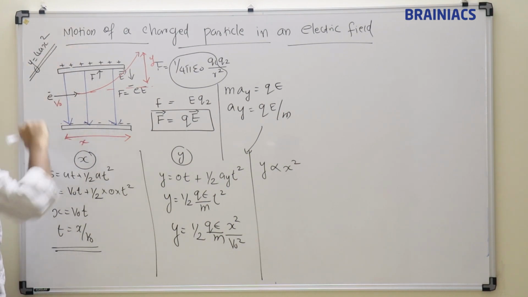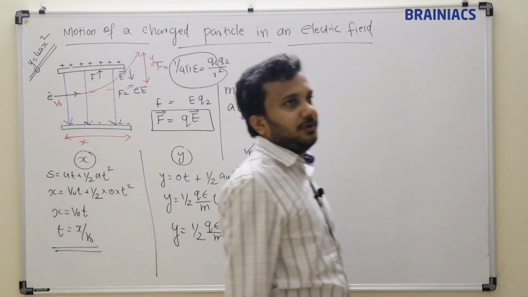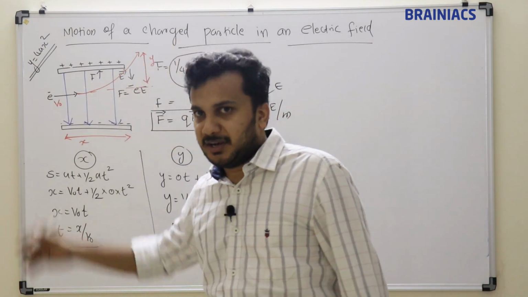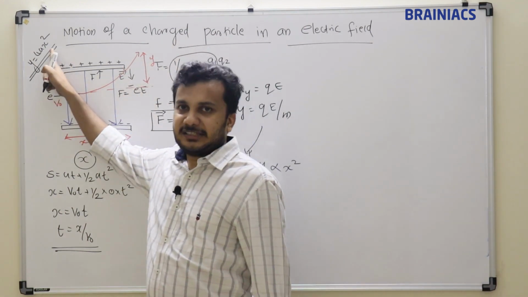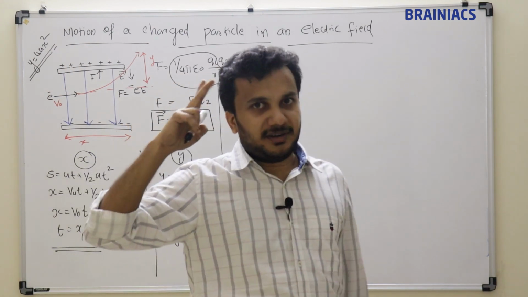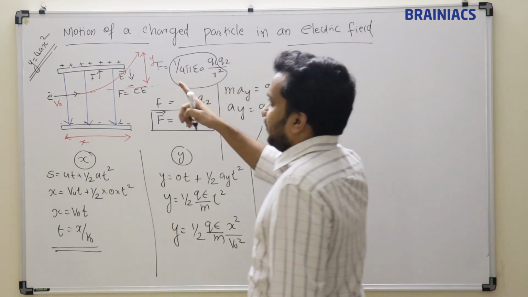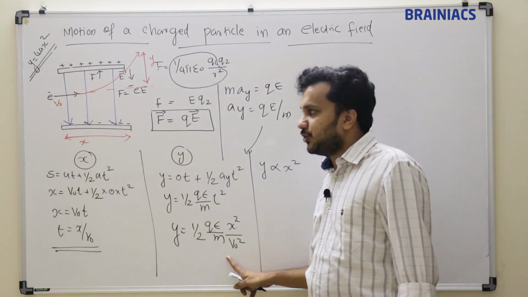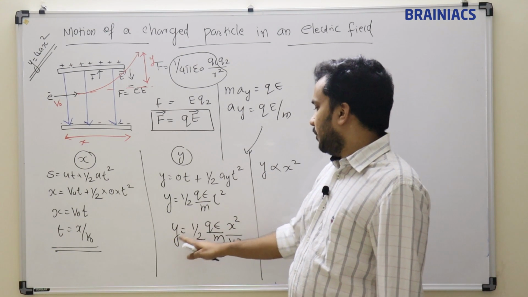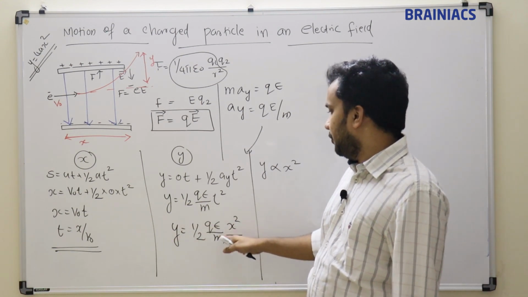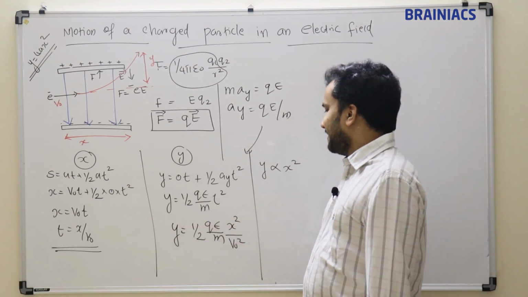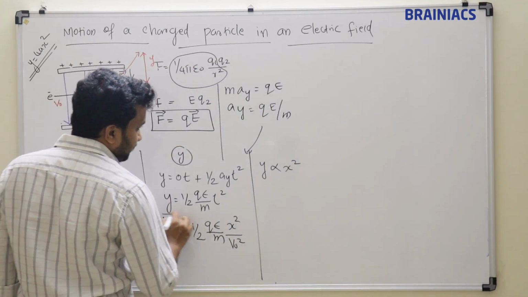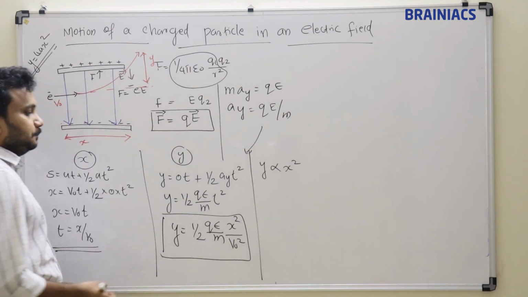Draw the graph for this one. Y is equal to 4ax square. You have drawn many graphs, right? This is a graph representing a parabola. So Y is proportional to x square. Parabola is a two-dimensional quantity, it's a two-dimensional nature. That's why Y is equal to 4a square, Y is proportional to x square. We also got the same relation in this case also. So Y is equal to half into QE by M into x square divided by V naught square. This equation is very important.